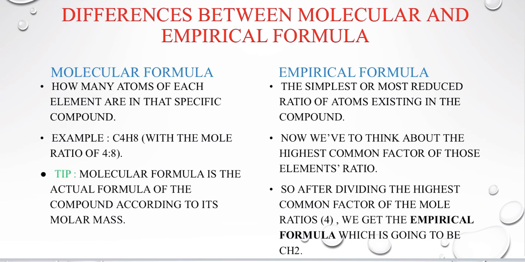For example, in this case I'm determining that the highest common factor in this formula is 4. So after dividing 4 by 4, which is going to be 1, and 8 by 4, which is going to be 2, this is the most reduced ratio. And after putting those mole ratios in the formula, we are going to get CH2.